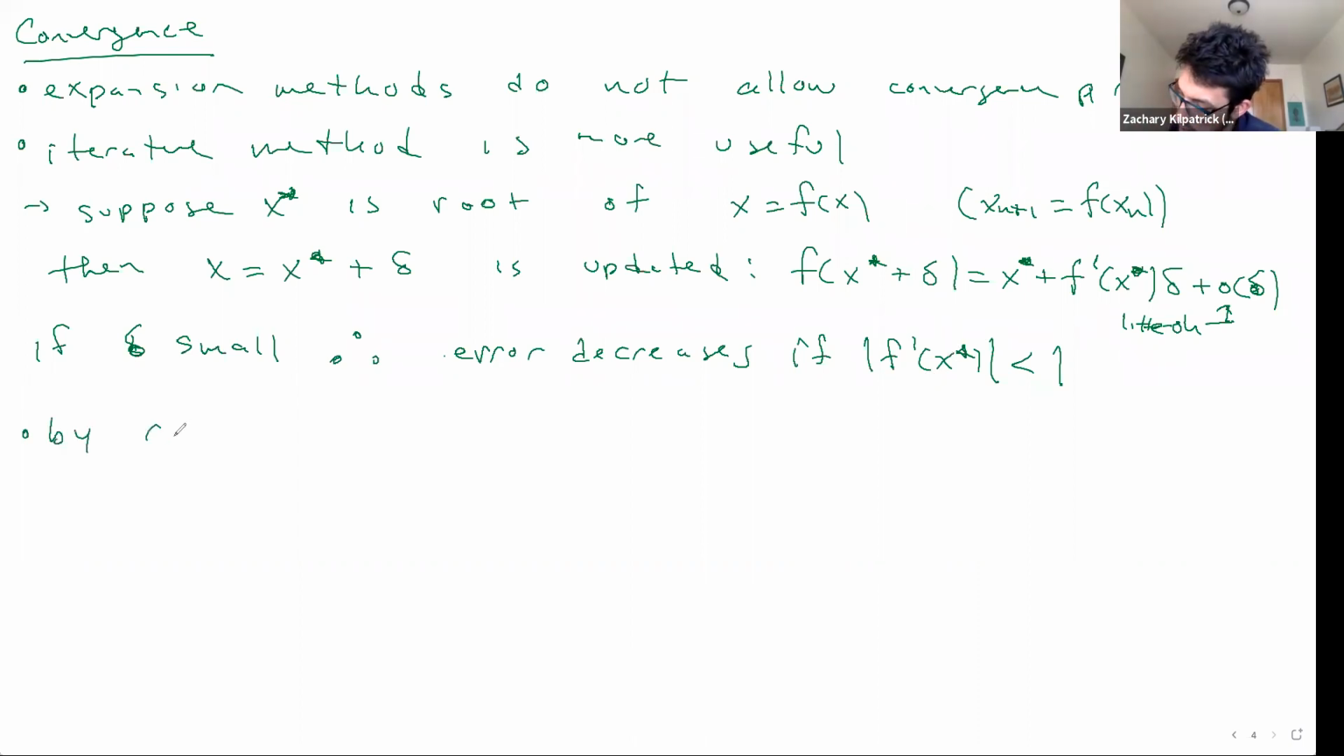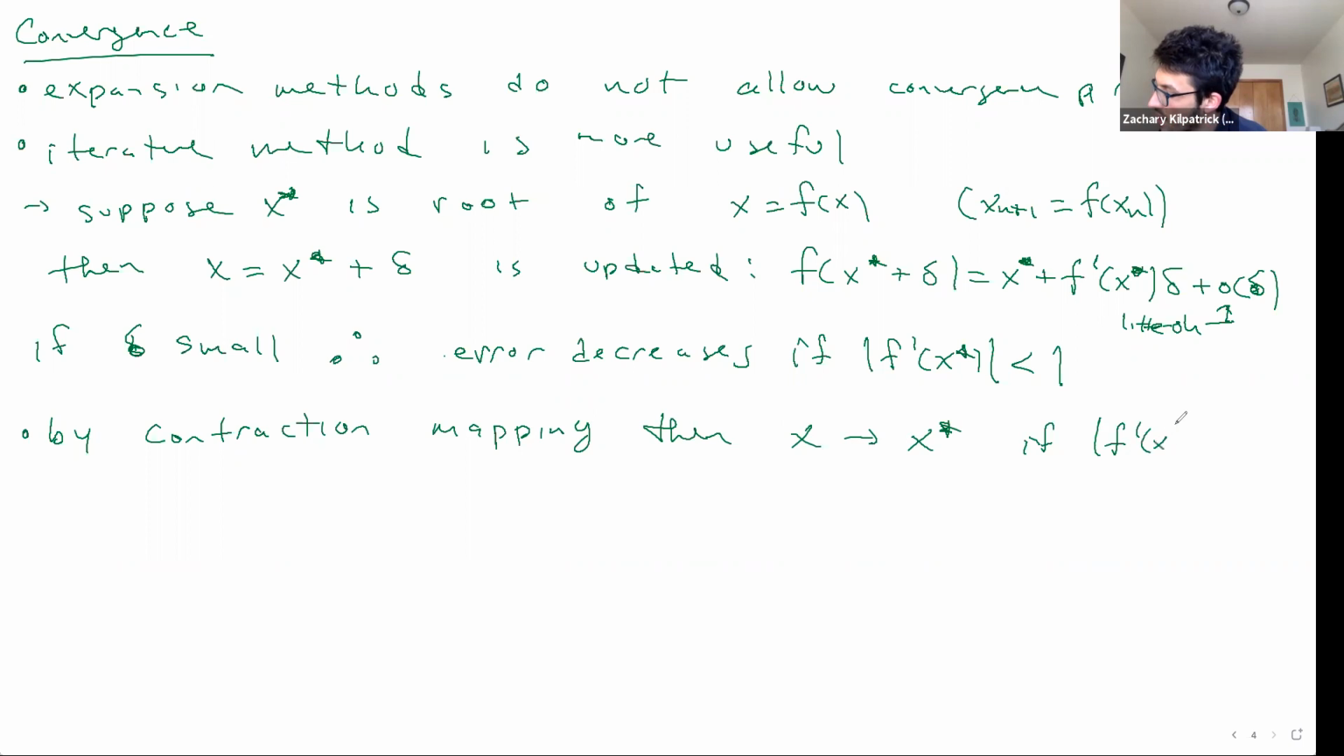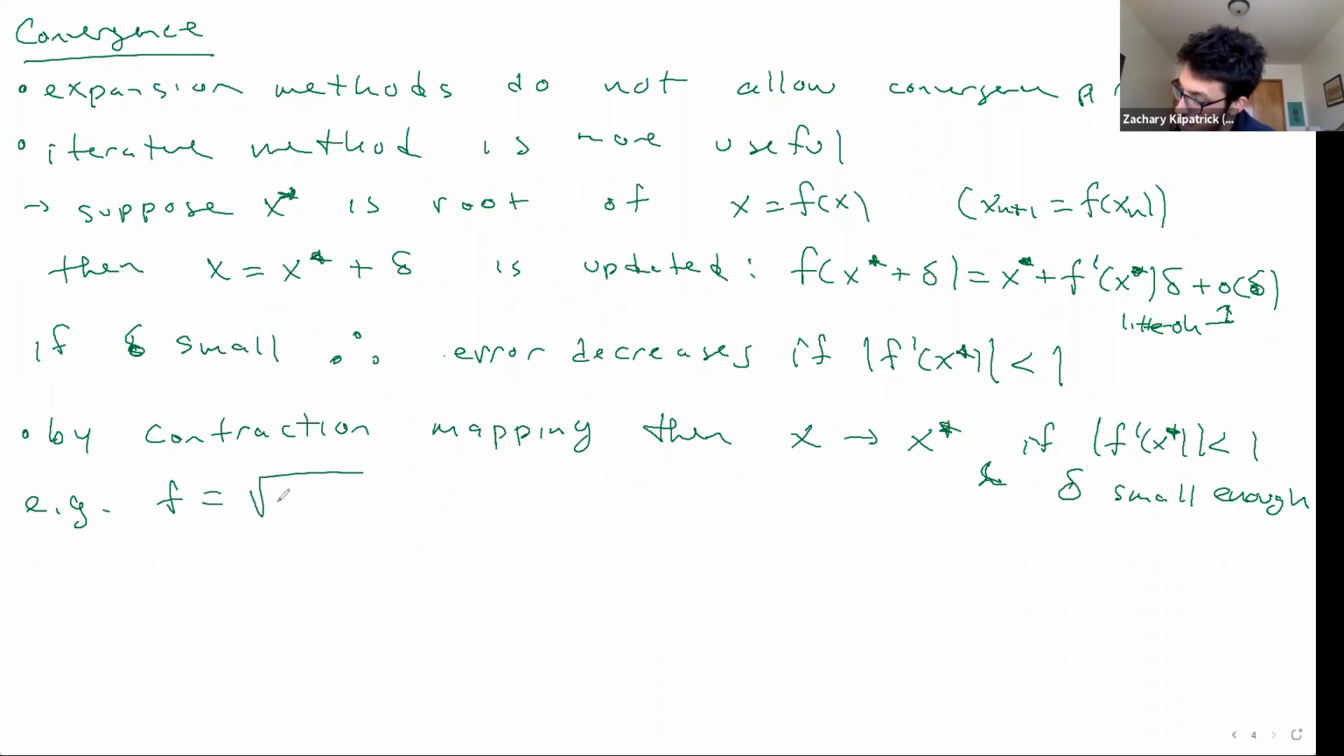So essentially by the contraction mapping principle, x is going to go to x star through your iterative procedure if f prime of x star is less than 1 and delta is small enough. Hand wavy proof, but that's the idea. That you can get convergence from these iterative procedures, but it depends on choosing a good map.